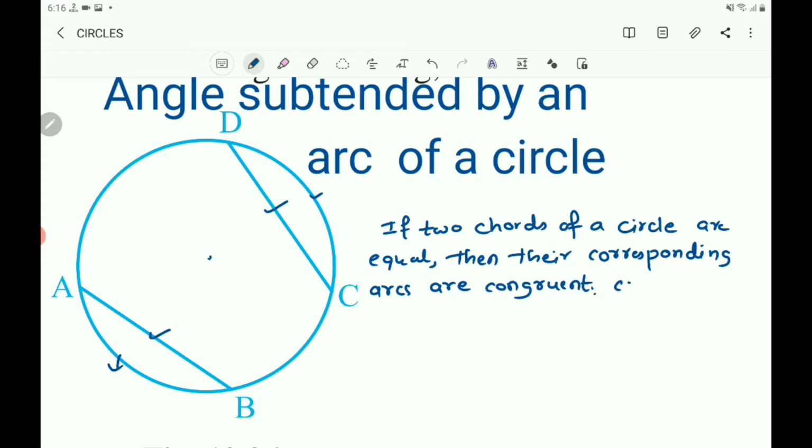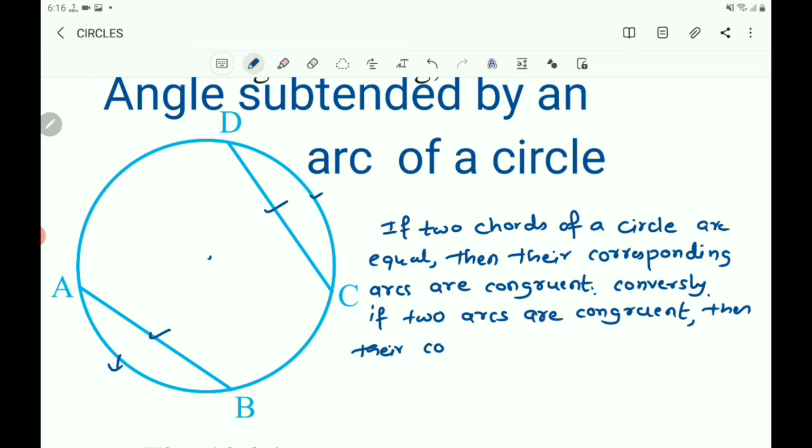Conversely, if two arcs are congruent, then their corresponding chords are equal.